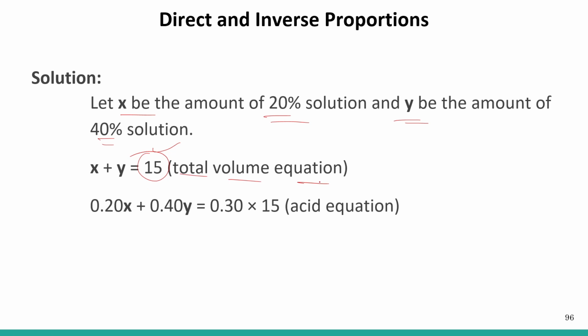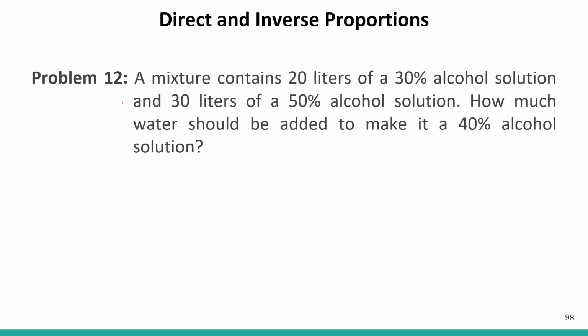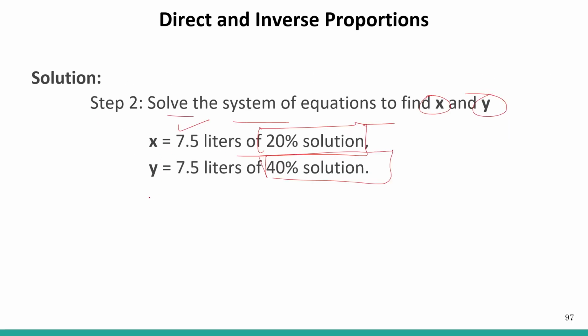So total volume equation, right? x + y = 15. And 0.20x + 0.40y is equal to 0.30 into 15. That is the acid equation. So solve the system of equations to find x and y, right? So x is equal to 7.5 liters of 20% solution and y is equal to 7.5 liters of 40% solution. So adding up these two, what we are left with is 15 liters of solution, with 30% acid concentration.